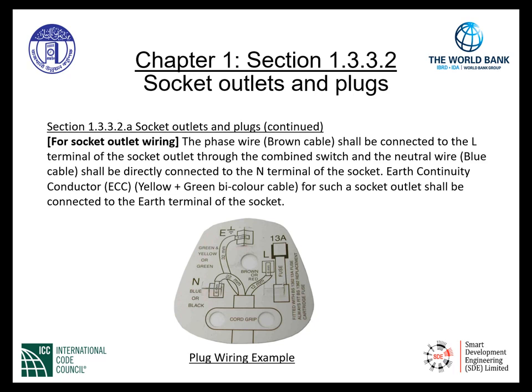Plug wiring example is indicated below, where we have the cable or the cord grip and the indication of the terminals. N is our blue or neutral wire. E is our earth continuity conductor, which is the ECC, that is colored yellow plus a green bicolor cable. And the L terminal is our brown or our live wire being attached to the L terminal.